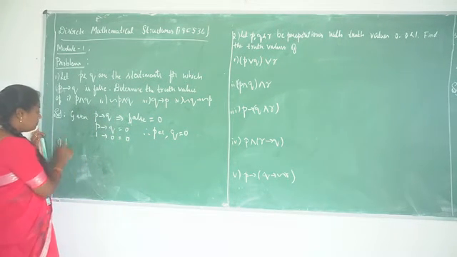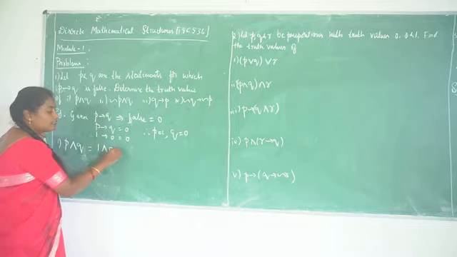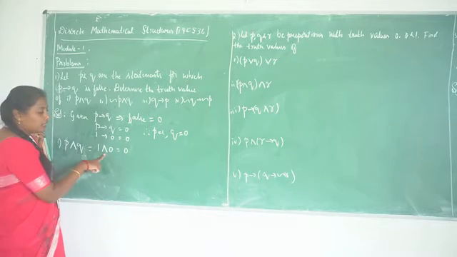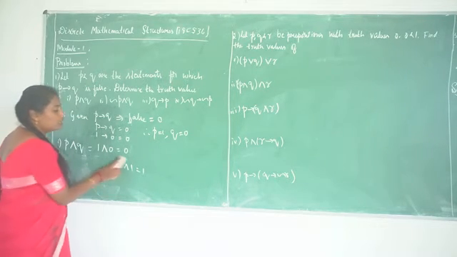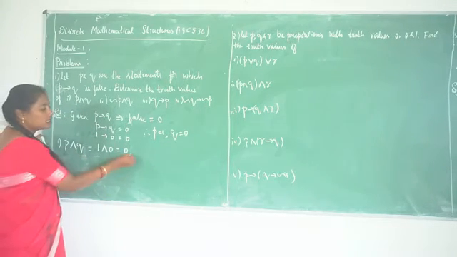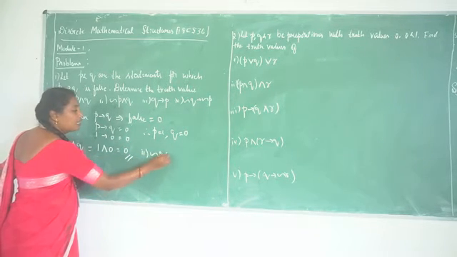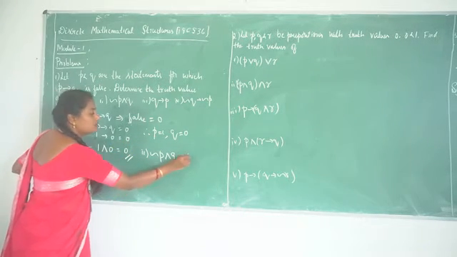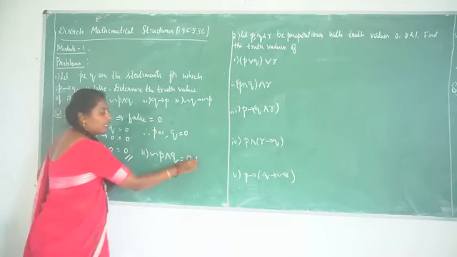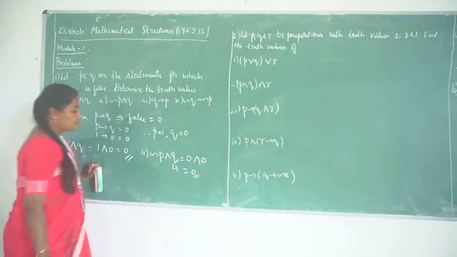The first one is P and Q, a conjunction. That means 1 and 0, which is equal to 0. Only in the case 1 and 1 is the statement true. So the value of the first one, P and Q, is 0. The second one is not P and Q. If P is equal to 1, then not P is 0, and Q is 0, and 0 and 0 is 0. The truth value is false.